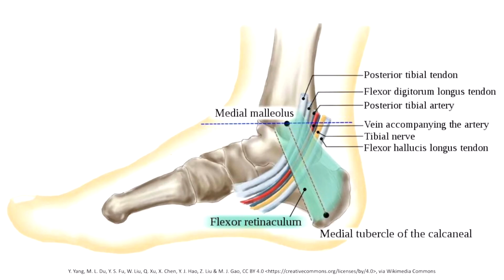Here's an illustration depicting the tarsal tunnel, as well as all of the structures that course through it. In essence, the tarsal tunnel is a narrow opening immediately under the flexor retinaculum on the medial side of the ankle. Although there are many structures that course through the tarsal tunnel, you only need to remember the posterior tibial nerve for the purposes of the USMLE Step 2.